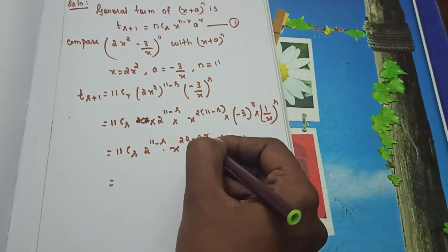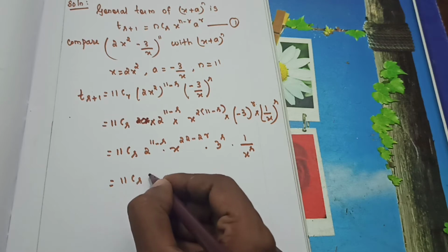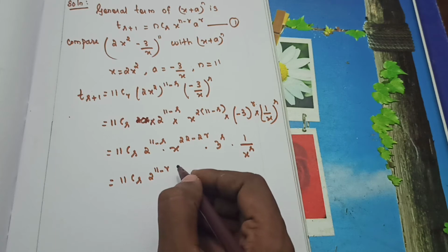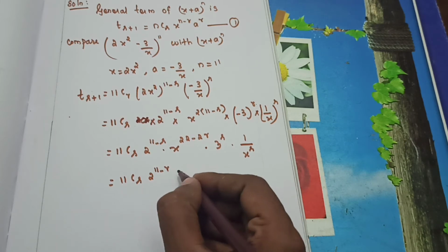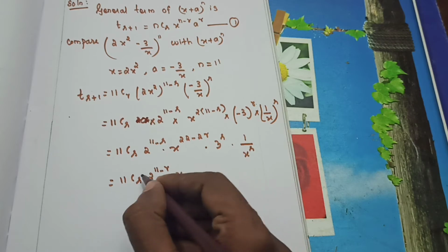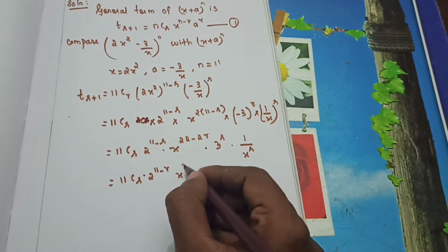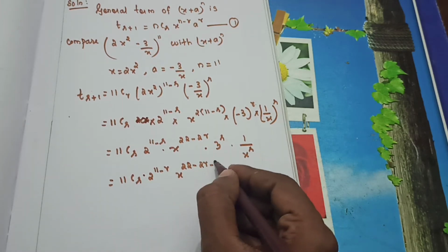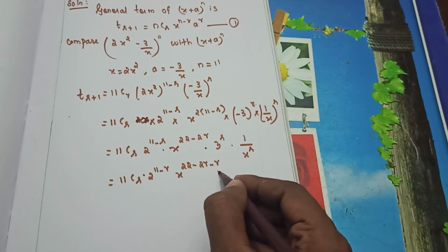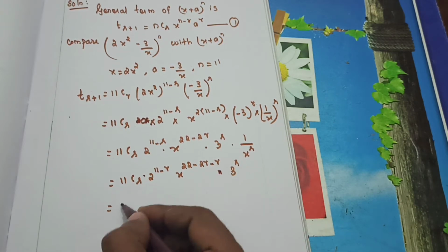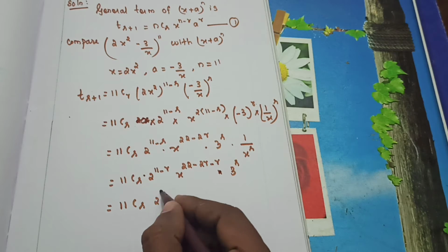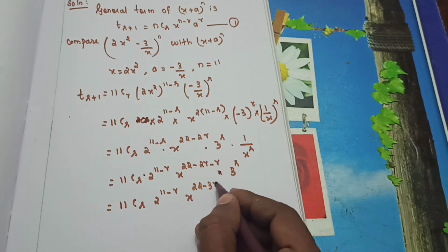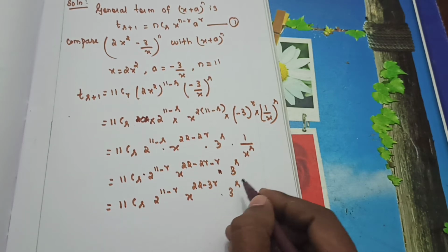So now you can bring this power to here. So 11Cr 2 power 11 minus r, then everything into x power 22 minus 2r. If you are bringing this to here, then minus r into 3 power r. Now simplify: 11Cr 2 power 11 minus r x power 22 minus 3r 3 power r.